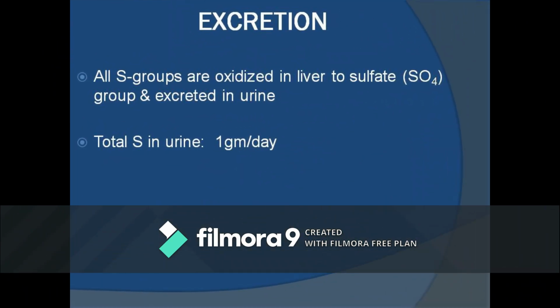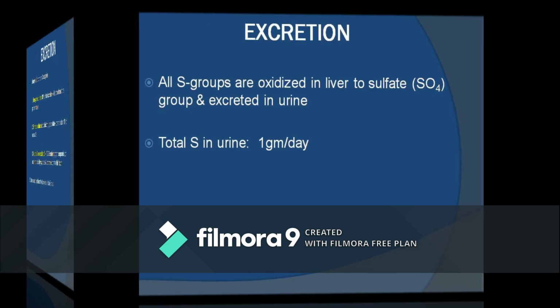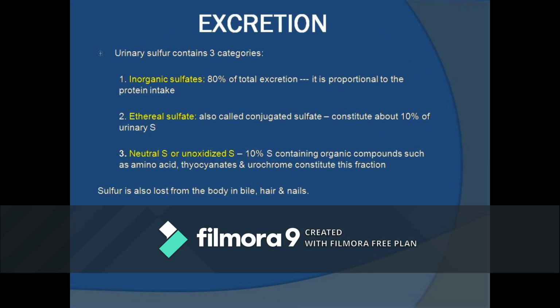Excretion of sulfur. All sulfur groups are oxidized in liver to sulfate group and excreted in urine. Total sulfur in urine is 1 gram per day. It contains three categories. Inorganic sulfates constitute 80% of total excretion. It is proportional to the protein intake.